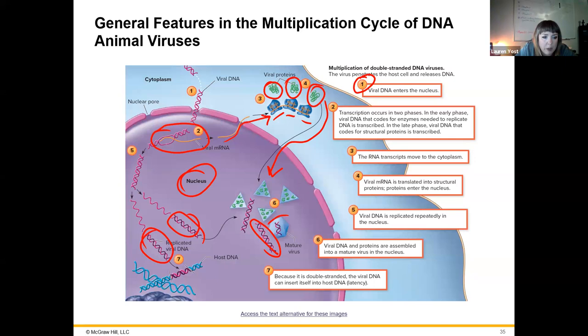In this case, we have a naked virus, but if you wanted an envelope, you could also bud out of the nuclear membrane or the cytoplasmic membrane. It just depends on your virus. Anyways, these DNA viruses can incorporate themselves into the host genome, which we mentioned with HIV, which is terrifying, but it is a thing that they do.